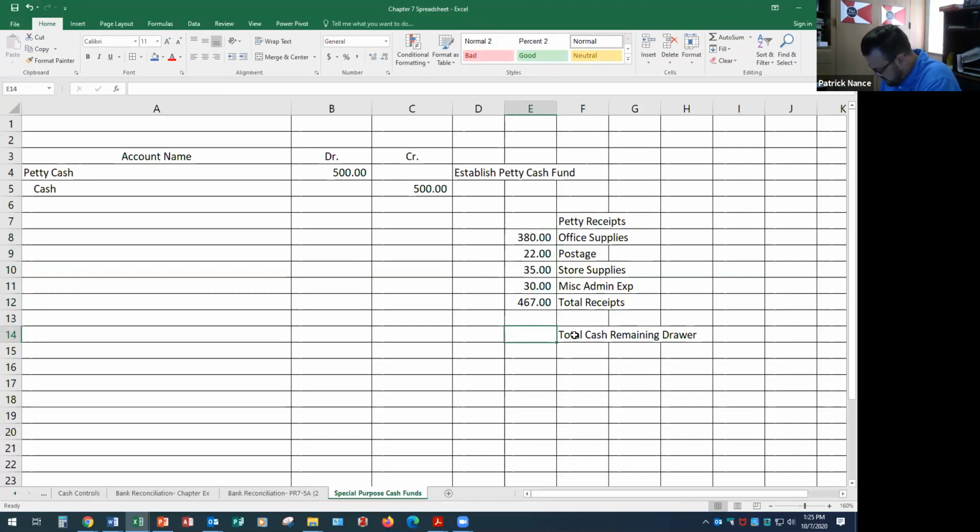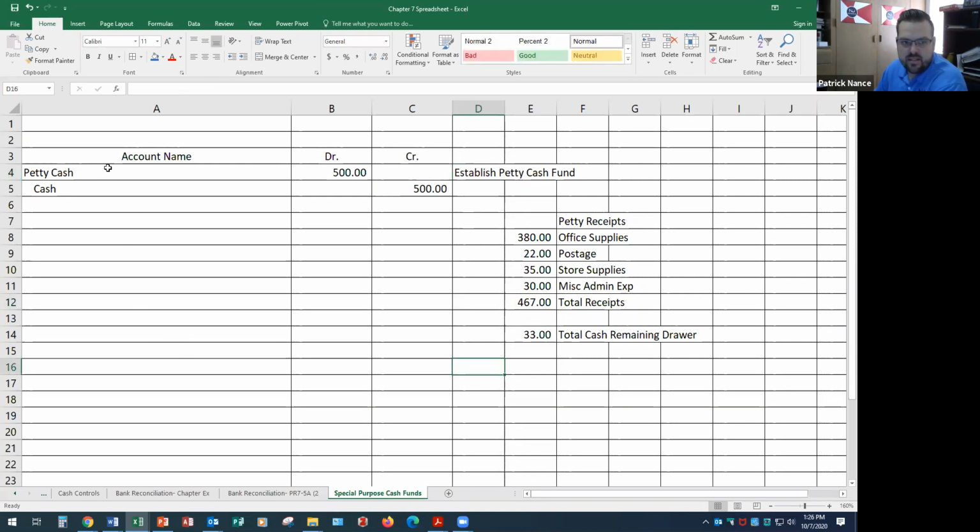So if it does match up, and by matching up I mean I go and count and I have exactly, it should be the 500 minus 467, I have exactly $33 left in my petty cash drawer. What I do is I simply go take out the $467 from the bank and replenish my cash drawer. And the journal entry for that is, this is establishing my petty cash fund.